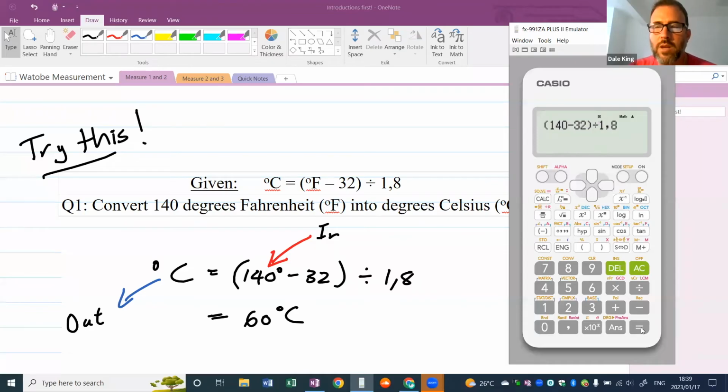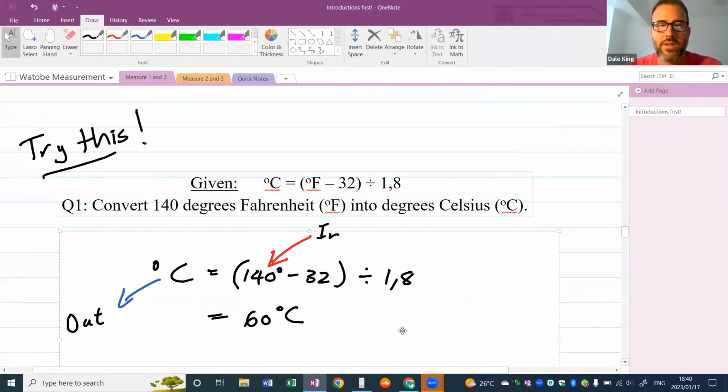Okay, so sometimes it helps to write the whole formula out in the calculator, and then you can change little bits and pieces if you want to, especially if you want to test something. But you can do the calculation piece by piece. Just be very careful how you do it. Make sure you're doing the right thing first. Okay, so our answer here is 60 degrees Celsius, remembering the units.